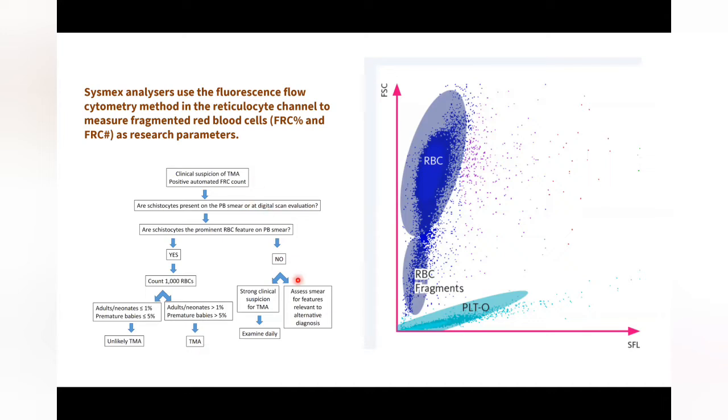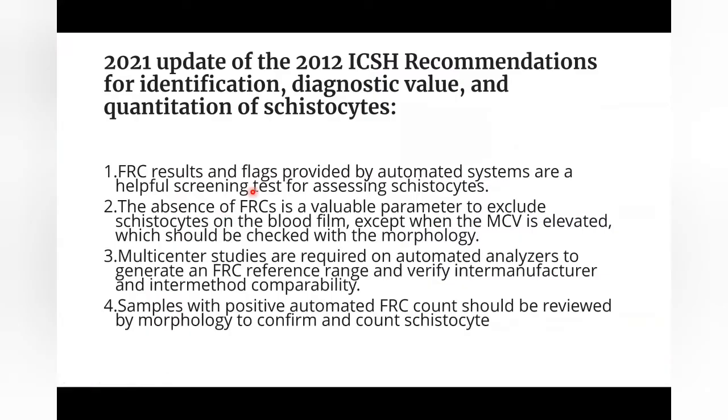The another parameter that they suggested was FRC. So what is this fragmented red cell parameter? It just gives you the percentage of fragmented red cells. The 2021 update was that FRC results and flags are provided by the automated counter, and they are a very helpful screening test for assessing schistocytes.